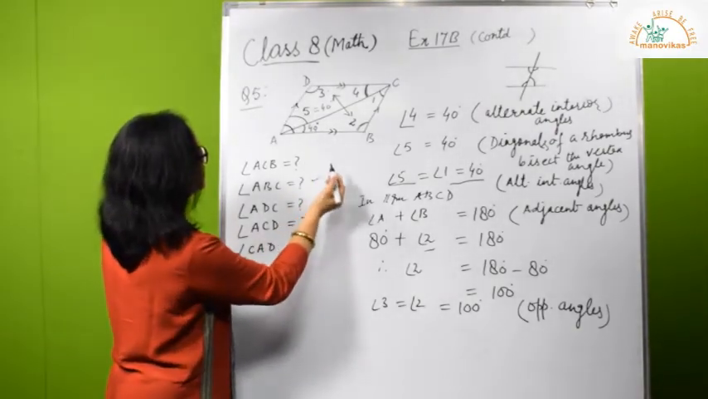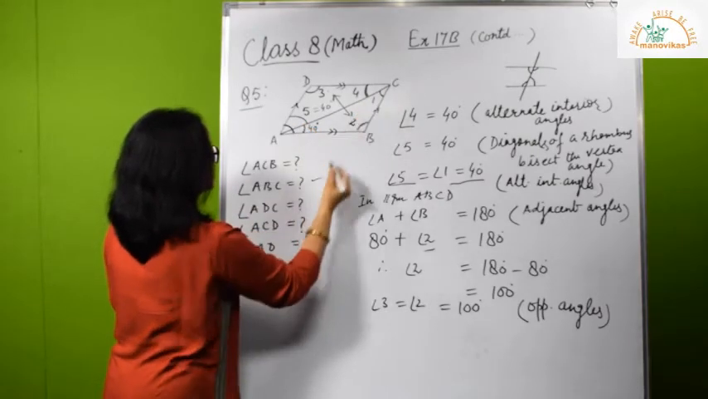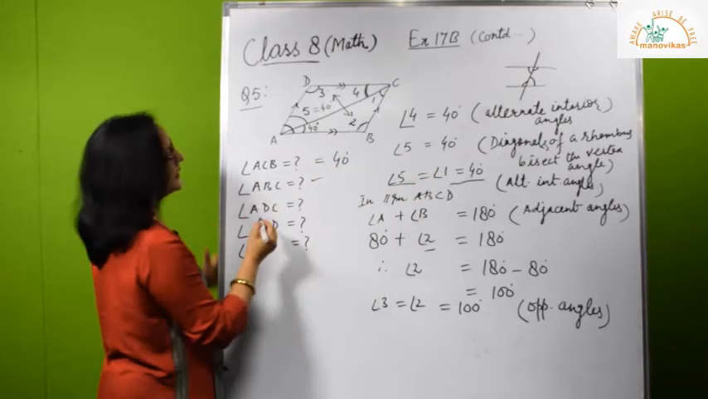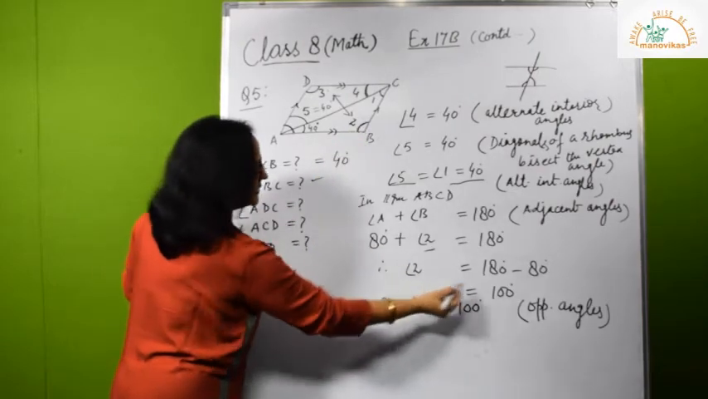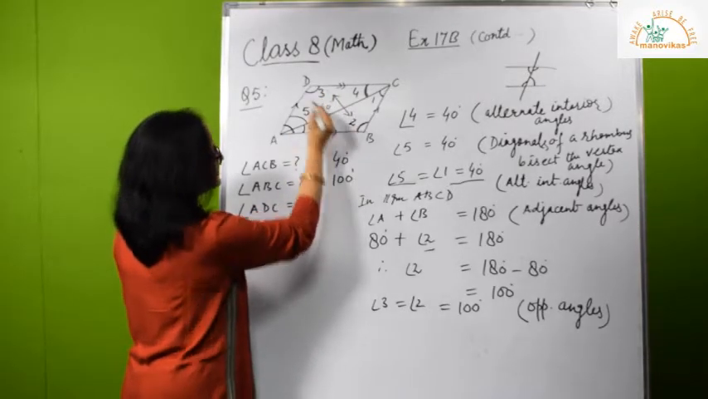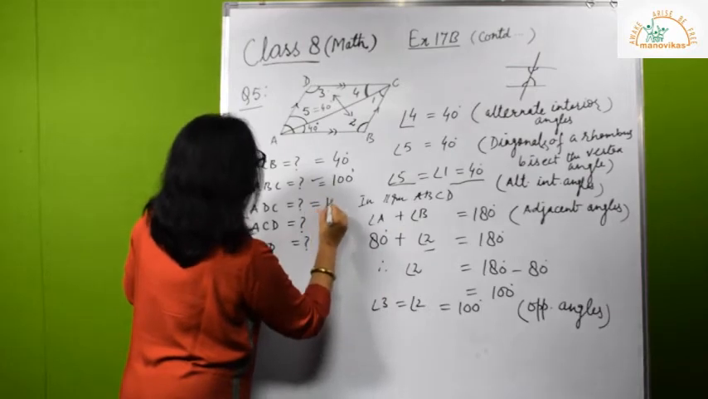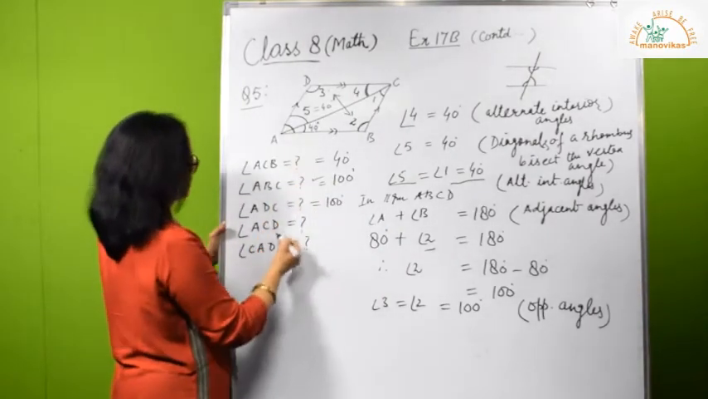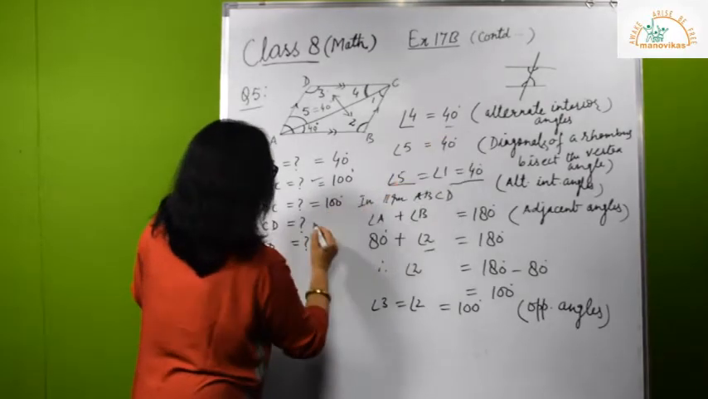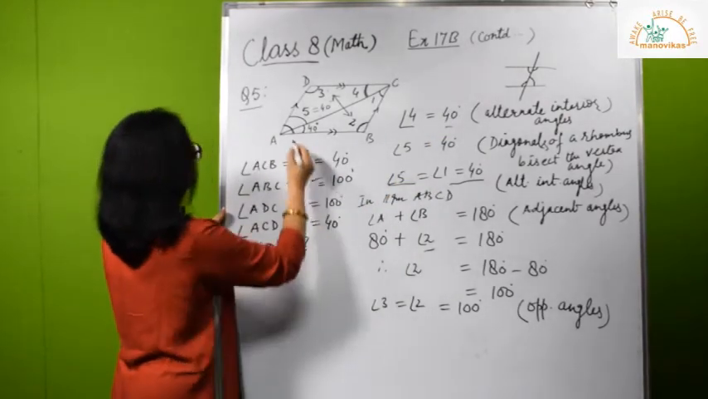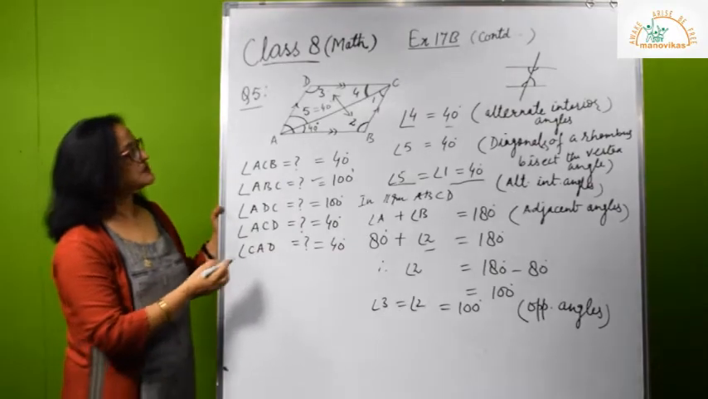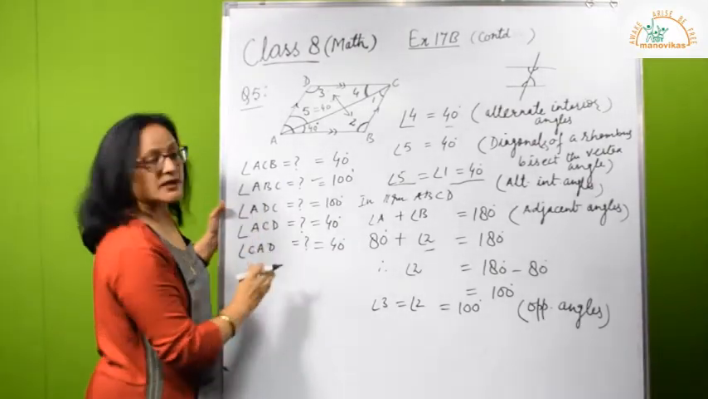Now you can see we have found all the angles. Angle ACB. ACB means angle 1. What is the measure of angle 1? Angle 1 is equal to 40 degree. Angle ABC. ABC means angle 2, and its measure is equal to 100 degree. ADC. ADC means angle 3. Angle 3 is equal to angle 2, we have just found it, that is 100 degree. Now ACD. ACD means angle 4, and angle 4 we have found here as 40 degree. And the last angle CAD, angle 5, that is also 40 degree. So this is the solution of question number 5. We have to solve all the questions in a similar manner.